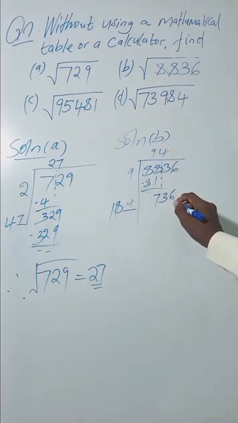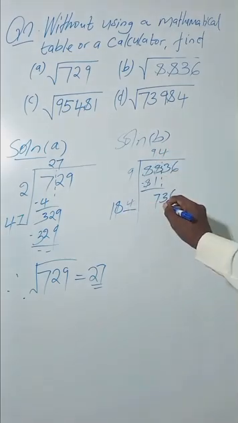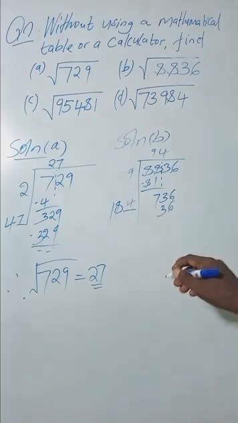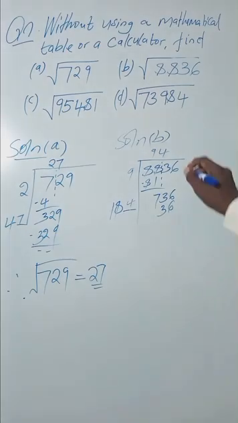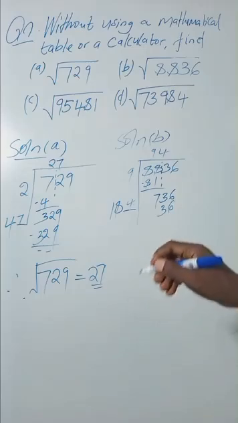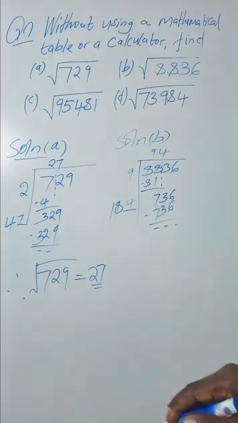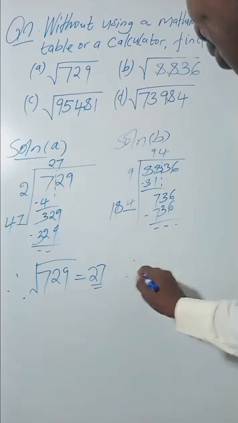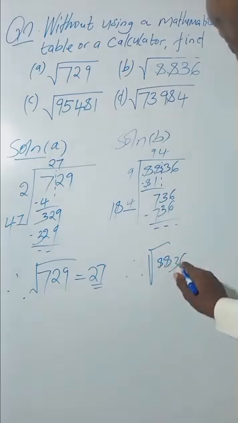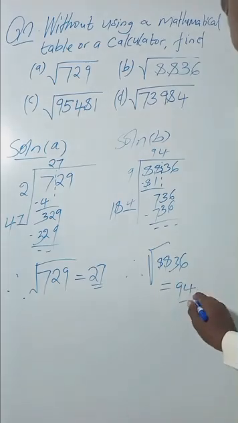So 4 times 4, this is 16. We carry 1. 4 times 8, 32, plus 1, 33. We carry 3. 4 times 1 is 4. Then plus the 3 we carried gives us 7. So in subtracting here, we get nil. So what does it mean? Therefore, the square root of 8,836 is 94.